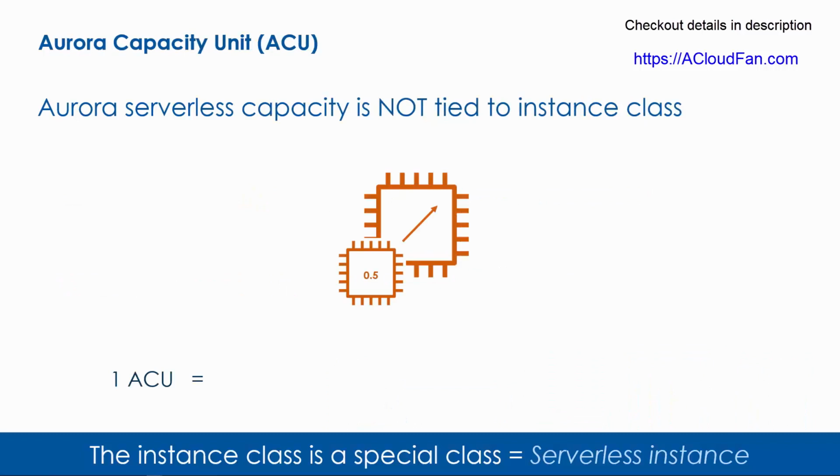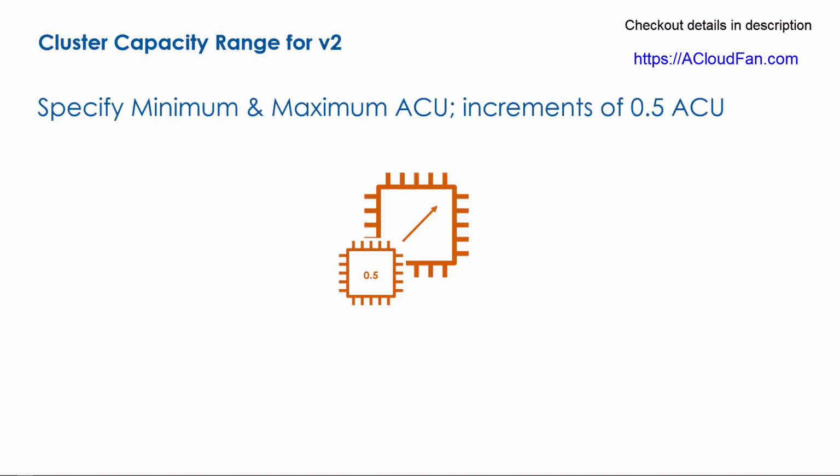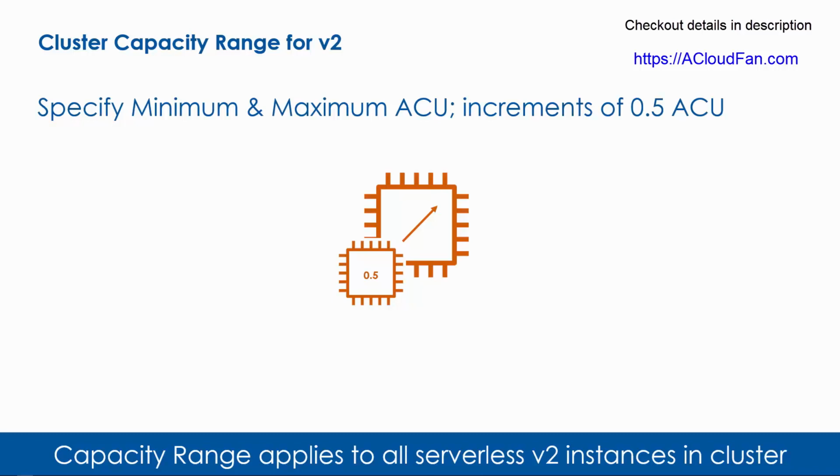One Aurora capacity unit or one ACU is equal to 2 GB of memory, equivalent CPU capacity, and network bandwidth. Cluster capacity range is specified by setting the minimum ACU and the maximum ACU at the cluster level. The minimum and the maximum ACU are specified as multiples of 0.5 ACU. Since the capacity range is specified at a cluster level, all instances in the cluster will be assigned the same capacity range. Smallest capacity for the serverless instance is 0.5 ACU, which is equivalent to roughly 1 GB of memory.